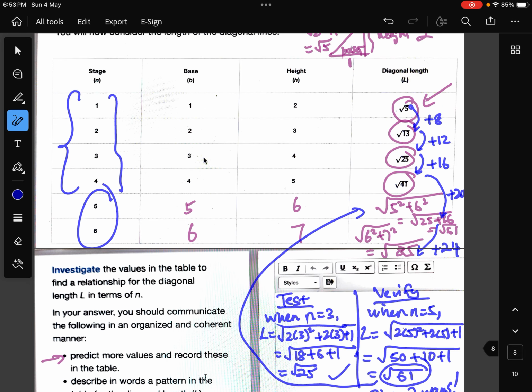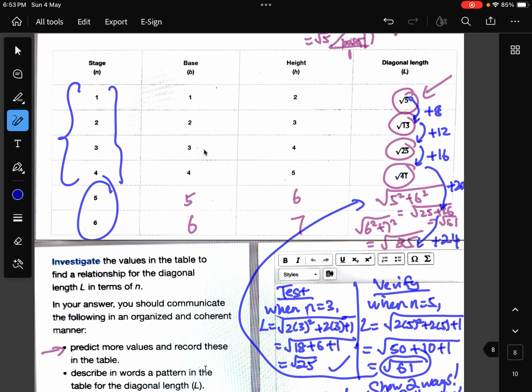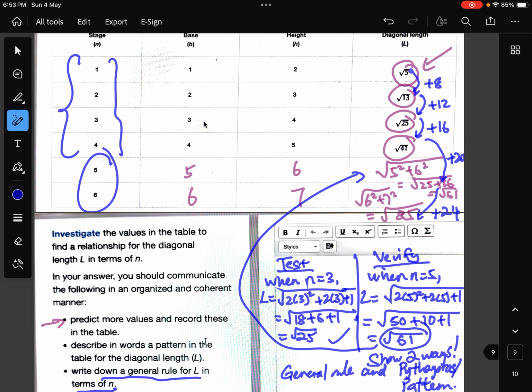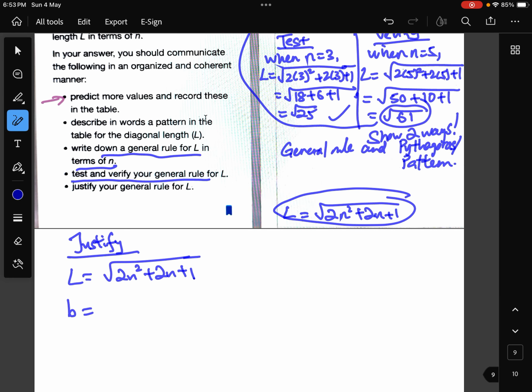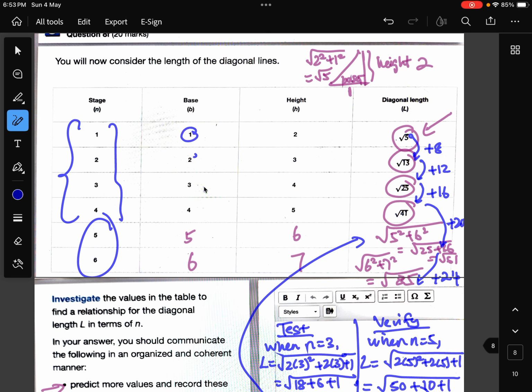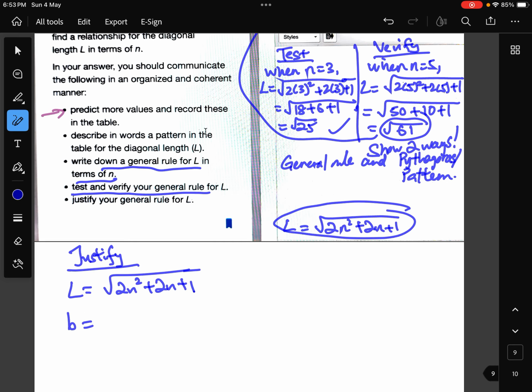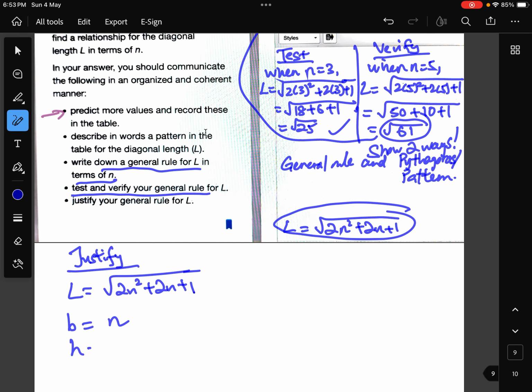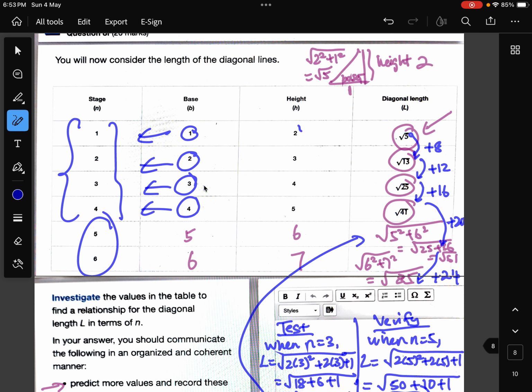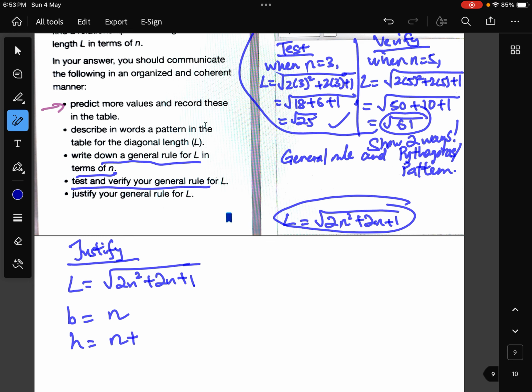Please bear in mind that when we try to show the diagonal length, remember we talked about the Pythagoras theorem right at the start. What really matters is that we need to find out the formula for the base and the formula for the height first. So we're going to write the base in terms of n. We know that the base has the same number as the stage number, so the base is equal to n, while the height is always going to be 1 more than the stage number. So I can say that h is equal to n plus 1.